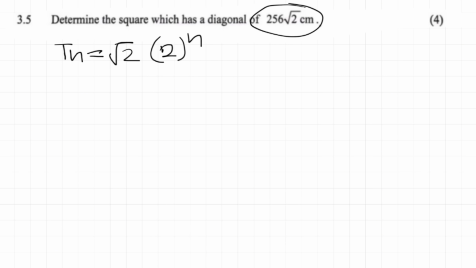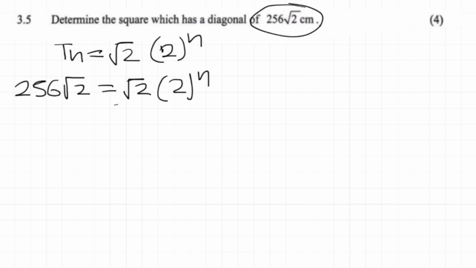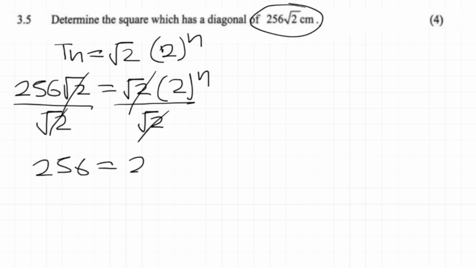So when the number of terms is going to be equal to that one, I'm going to substitute 256 root 2 here, and I'm going to have root 2 times 2^n, and I'm going to divide both sides by root 2. This is going to cancel this, and this is going to cancel this. 256 is going to be equal to 2^n, and then if you change this into a prime base, you're going to get 2^8, or you can press shift and the factorize function on the calculator. So n is going to be equal to 8.